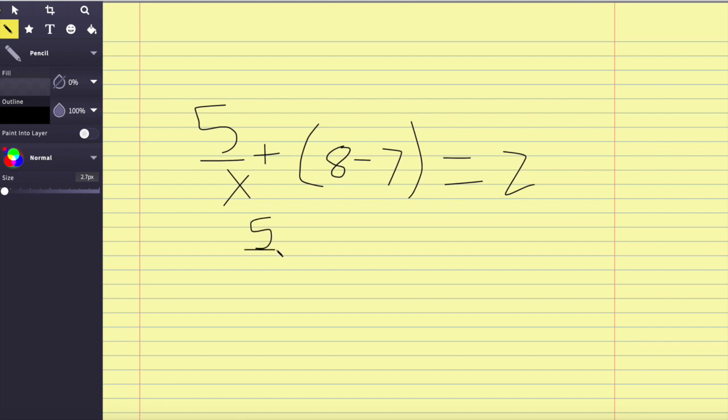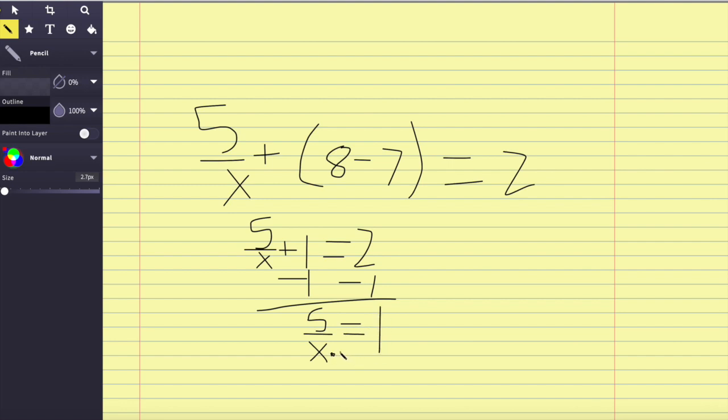So before isolating the variable, let's combine like terms, meaning turning this 8 minus 7 into a 1. Now we have 5 over x equals 2. Now, on these kinds of problems, when the variable is on the bottom of a fraction, you're going to want to try to get the fraction on one side and everything else on another. So we're going to want to isolate that expression. Now we have 5 over x equals 1.